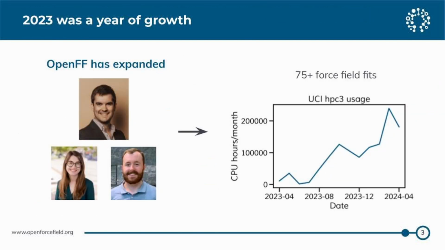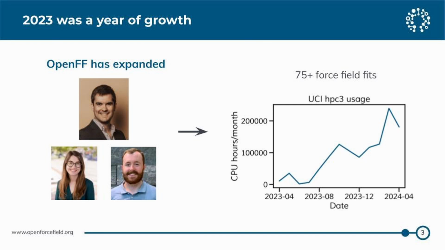So as you already heard, this has been a year of growth. We brought on some new people, partly funded by the NIH grant. But also on the right-hand side, this is kind of cool. This is growth in how many CPU hours we used on one specific facility over the course of the year. And so we use that to run something like 75 different full force field fits, which is really cool.